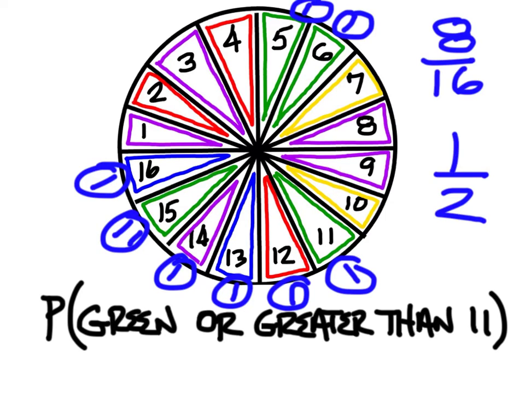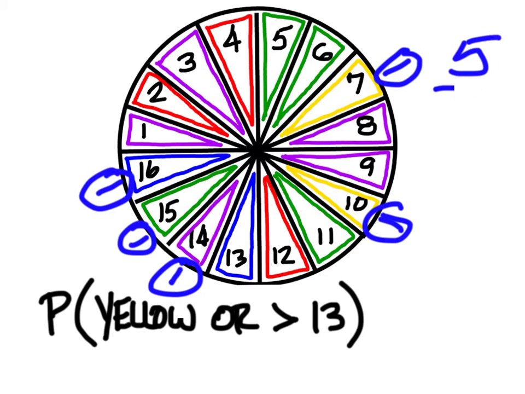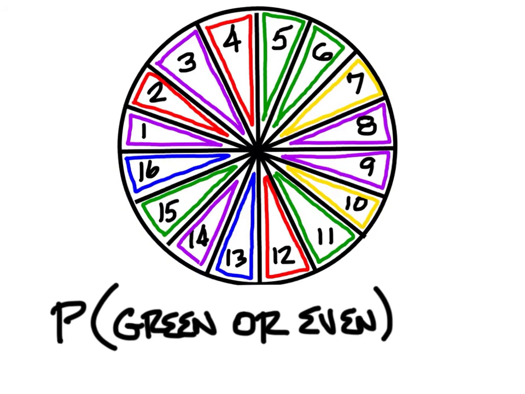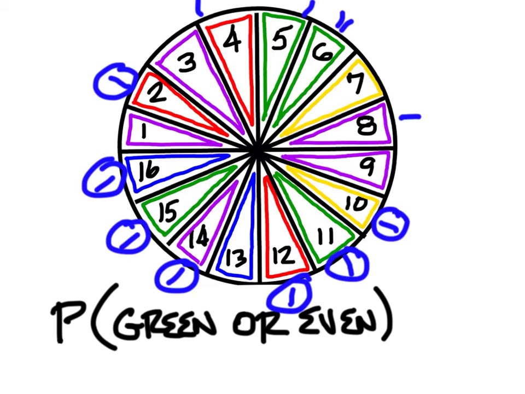Yellow or greater than 13. Here are your yellows. Greater than 13 would be 1, 2, 3 of those, 14, 15, and 16. So we have 1, 2, 3, 4, 5. 5 over 16. Green or even. So we have 1, 2, 3, 4 greens. And then for the evens, 2, 4, 6 has been overlapped, 8, 10, 12, 14, 16. So we count them up, 1, 2, 3, 4, 5, 6, 7, 8, 9, 10, 11. 11 over 16.